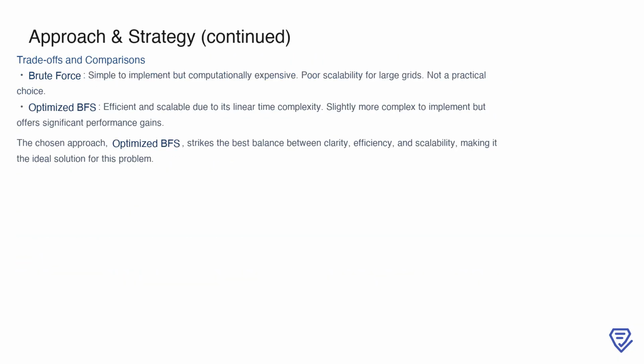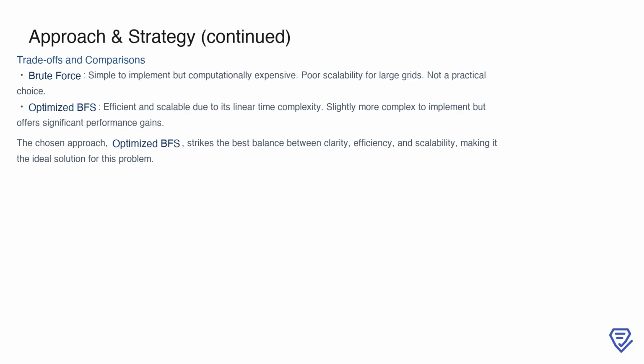When comparing the two approaches, the brute force method, while simple to implement, is computationally expensive and poorly suited for large grids due to its high time complexity. It involves repeated work and lacks scalability. On the other hand, the optimized BFS approach is highly efficient with its linear time complexity of O(m*n). Although it is slightly more complex to implement, the performance gains and reduced redundancy make it far superior.